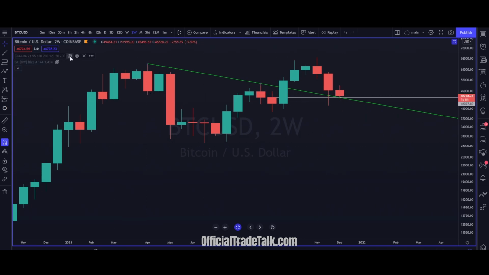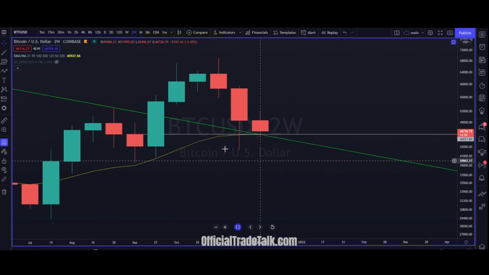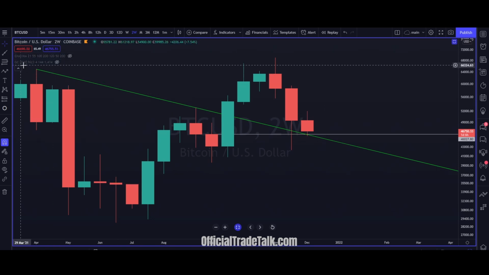Let's go bring up the 21 exponential moving average. This is the 2-week time frame. You can see that the 21 exponential moving average is sliding in right through there nice and beautifully. There is a third measure of possible confluence for looking for bullish bounces.